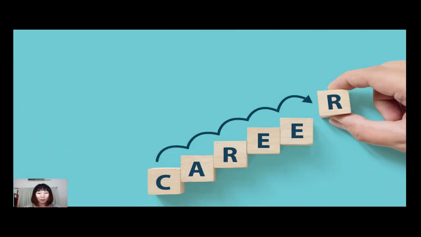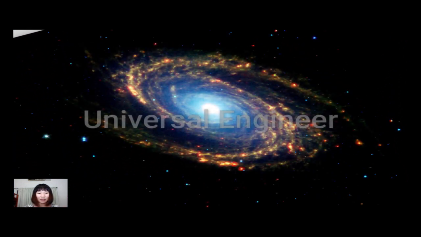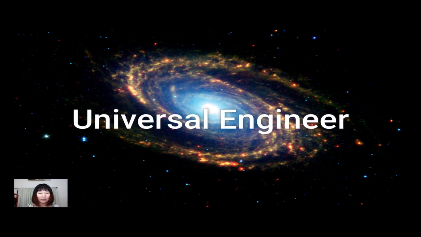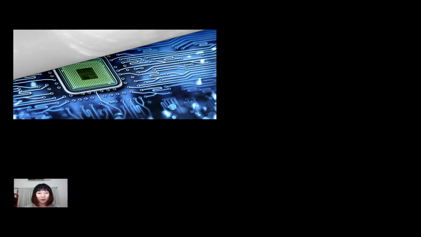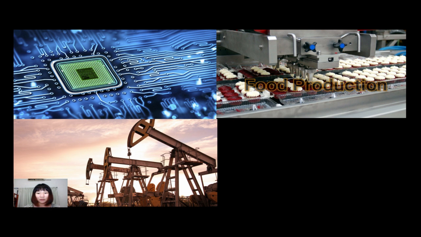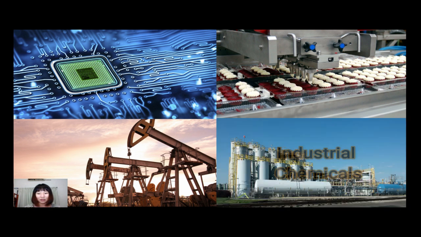So, what are the career opportunities for chemical engineers? Actually, a chemical engineer is a universal engineer who can be involved in a lot of fields, for example, the semiconductors field, petroleum field, food production field, as well as the industrial chemicals field.